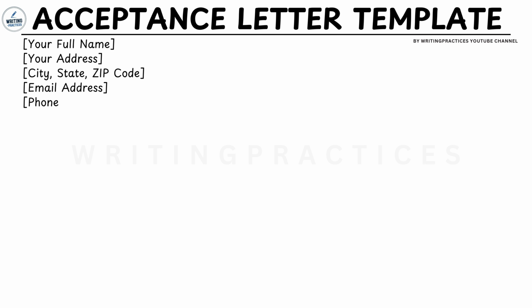Sender's information. Begin with your full name, address, email, and phone number at the top of the letter. For example, John Doe, 123 Maple Street, Anytown, California, 90210. John Doe at example.com, 555-1234-567. This section introduces you as the sender and ensures the recipient knows how to contact you.